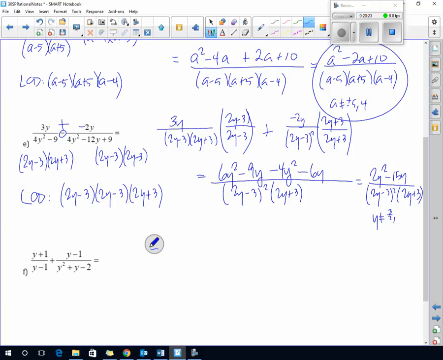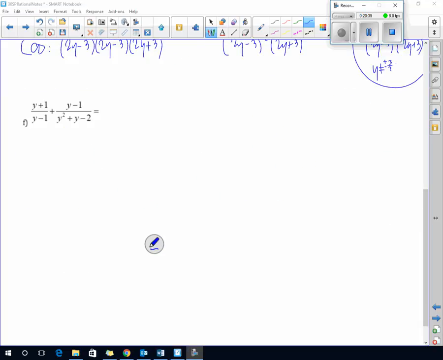Did you get it right? Because the subtraction might have confused people, right? Okay, this one would be y plus 2, y minus 1. So this is (y plus 1) over (y minus 1) times (y plus 2) over (y plus 2), plus (y minus 1) over (y plus 2)(y minus 1). Yes?